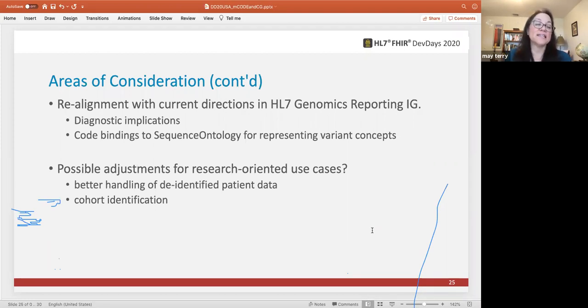So one of the things that has been coming up is the code bindings, and should we potentially have more code bindings to sequence ontology. mCODE is not considered sequence ontology at all at this time. That's something we need to revisit. And then finally, possible adjustments for research-oriented use cases. Again, mCODE is really meant to be patient-centric, and the question is, how do we better handle patient de-identified data as well as cohort identification?